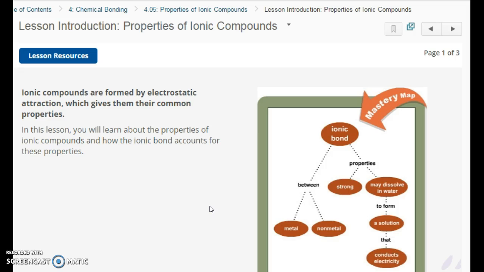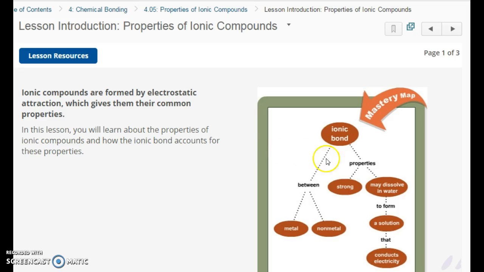Ionic compounds are formed by electrostatic attraction, which gives them their common properties. All right, what do we mean by electrostatic? Well, electro should make you think of electricity or electron. Okay, electrons. Electrons are negative. What are they attracted to? Positive protons. So the whole reason ionic compounds form is because of a positive and a negative charge being attracted to each other.